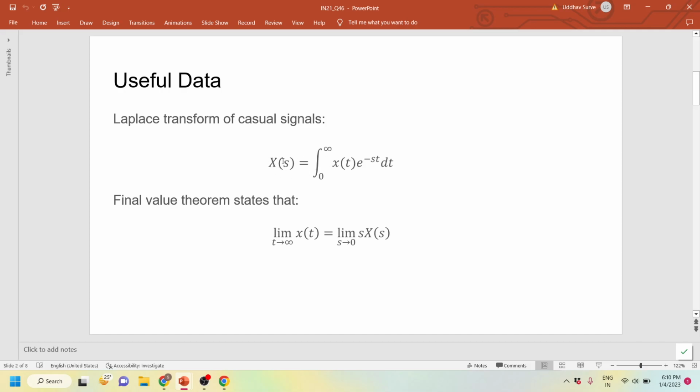It is also known as the unilateral Laplace transform, although that technical definition is not necessary here. From that, the final value theorem states that in the time domain, if limit t tending to infinity x of t is to be estimated, then similarly in the S domain, limit s tending to 0 s x of s needs to be estimated. So this is the correlation between the time domain and the Laplace domain.